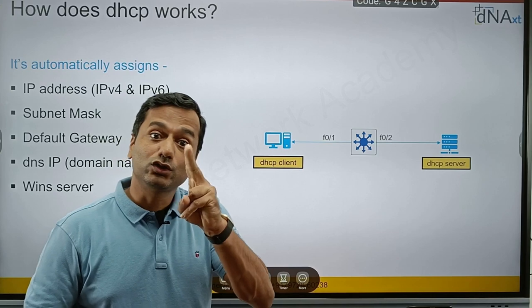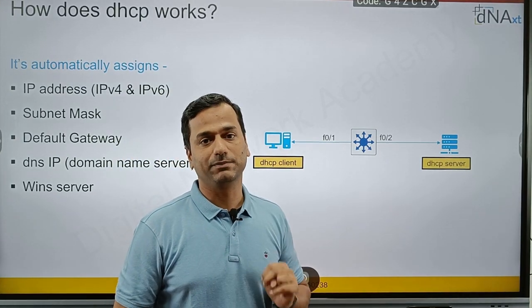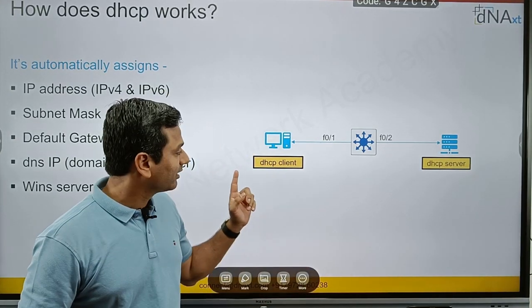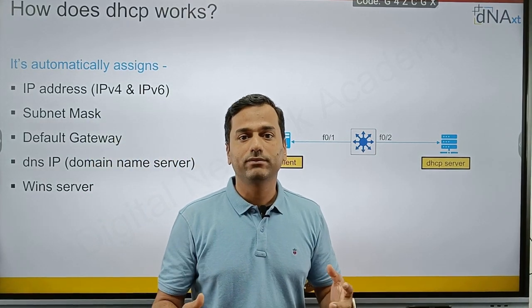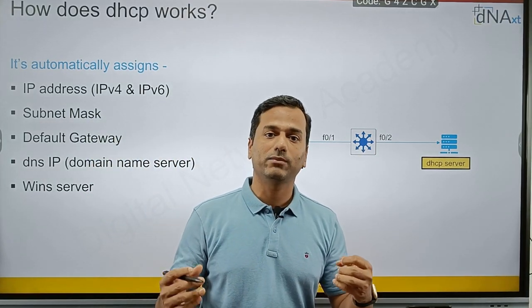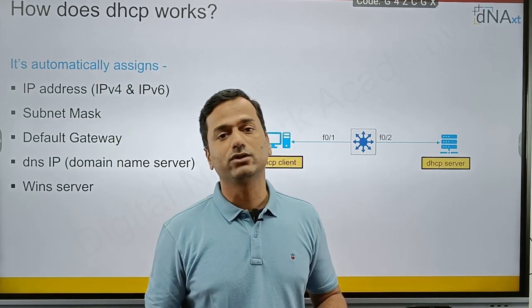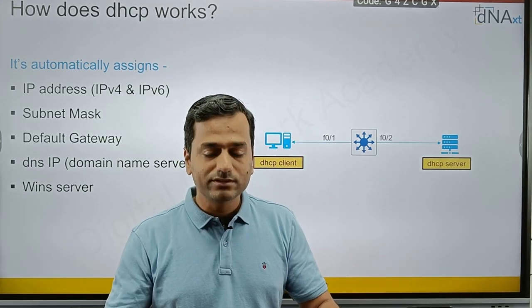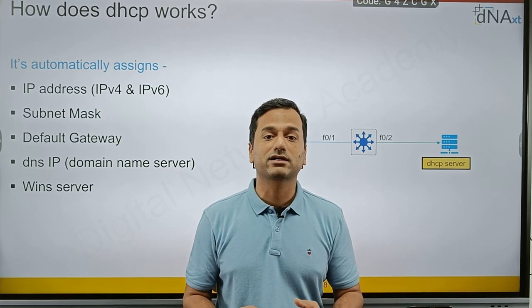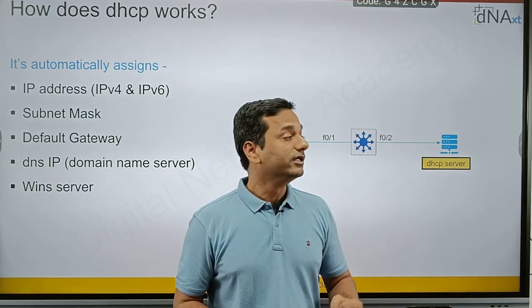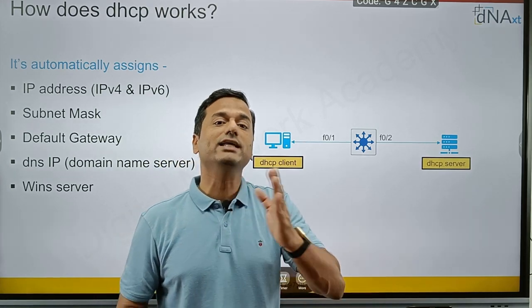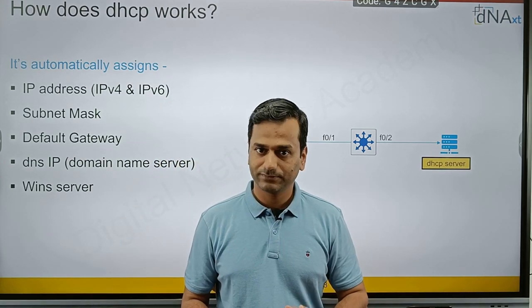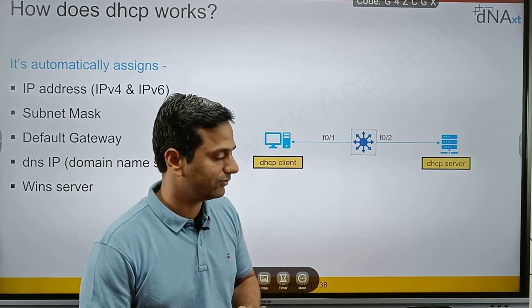Now there are two roles when it comes to DHCP. Number one, DHCP client, and DHCP server. I have a laptop, I have a desktop, I have my IP phone connected to the corporate network. All these machines I call clients. The DHCP server will assign the IP address to the client. Got it? These are the two roles we have.